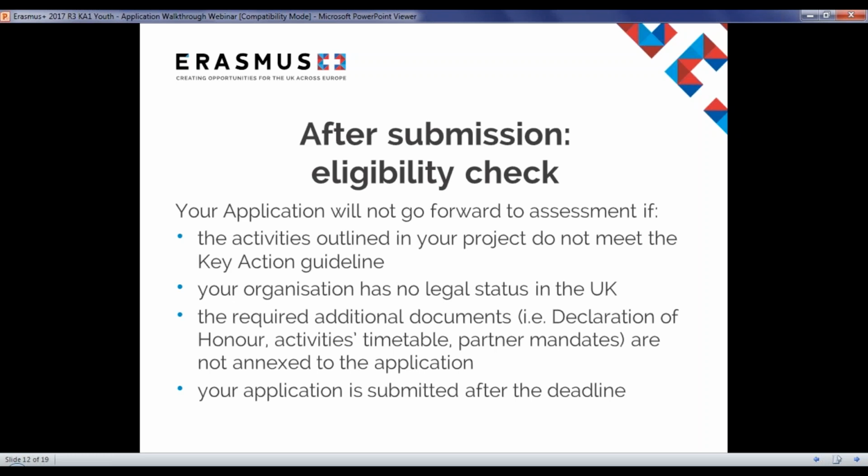On the slide, there are some examples, but please remember this is not a full list. Examples include: your planned activities are not eligible under Key Action 1 Youth. Your application won't go through to qualitative assessment if your organisation as applicant has no legal personality in the UK. Alongside your application, there are a number of documents that need to be annexed and these should not be missing. Lastly, and most important, remember that your application won't be considered eligible if you submit after the deadline.